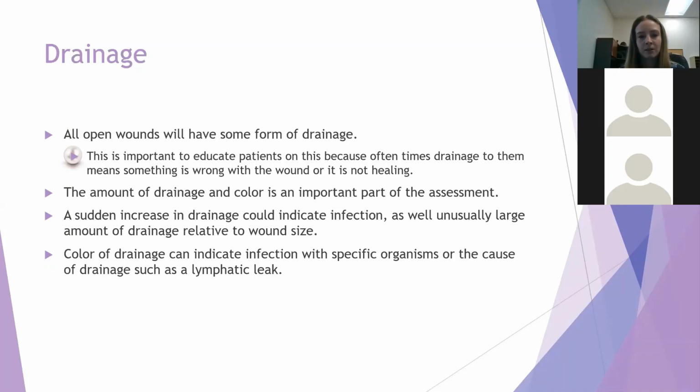The amount of drainage and color is also important to document as part of the assessment because a sudden increase in drainage could indicate infection, as well as an unusually large amount of drainage relative to the wound size. So if you have this little diabetic foot ulcer that's draining through everything you can put on it, there's probably an infection that's the cause of it. And then the color of the drainage too is important because it can indicate infection, and depending on the color, determine what specific organism is the cause of the infection as well. Or the color of drainage might determine that it's a lymphatic leak rather than an infection.